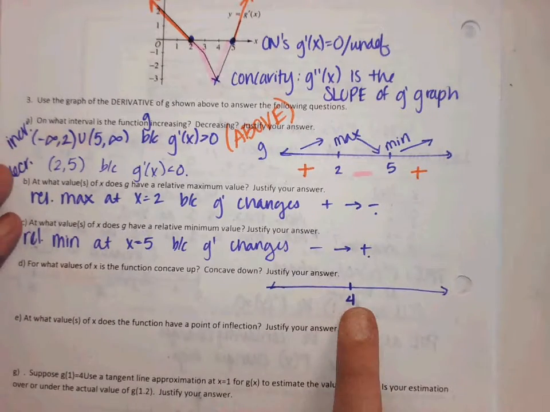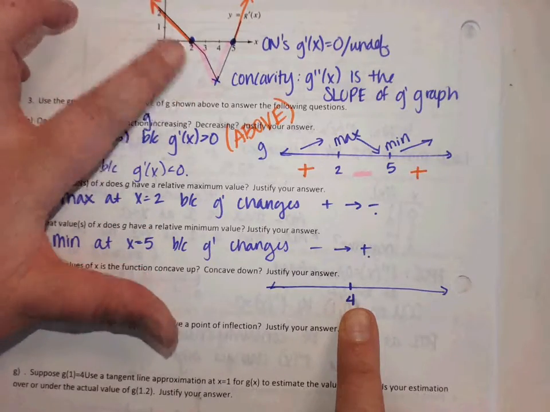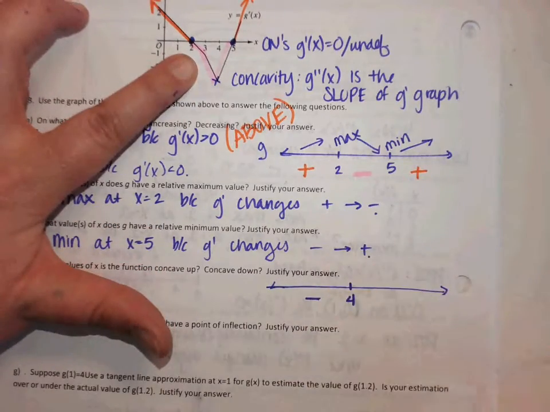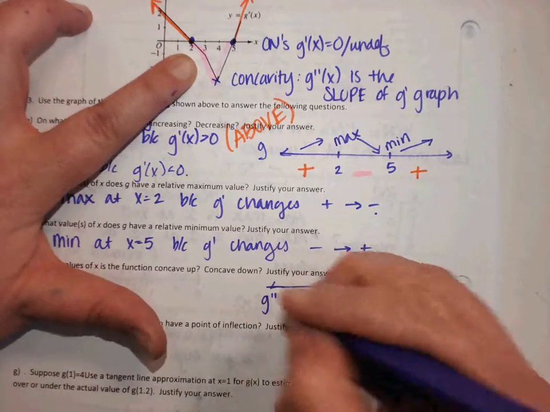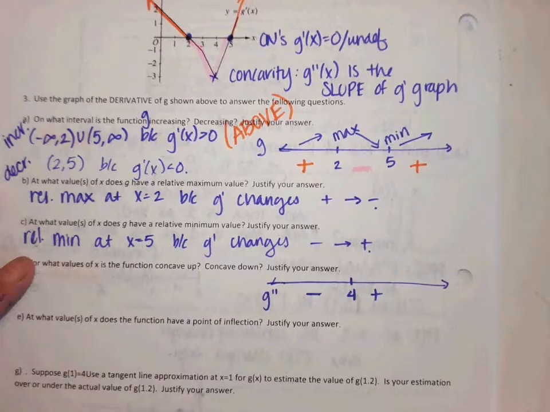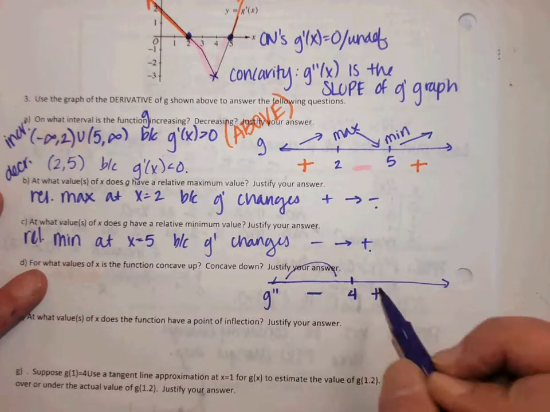So there's 4. What did we say the slope was on this side? Negative slope. What's the slope on this side? Positive. And remember, that stands for g double prime, which tells me about g's concavity. So it's concave down, concave up.